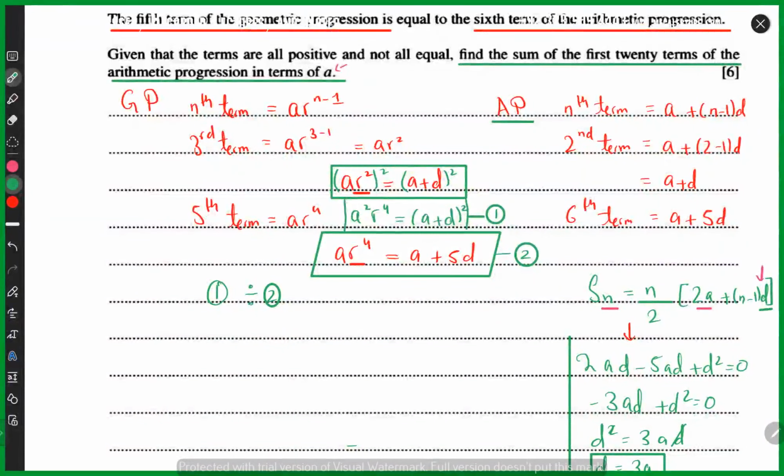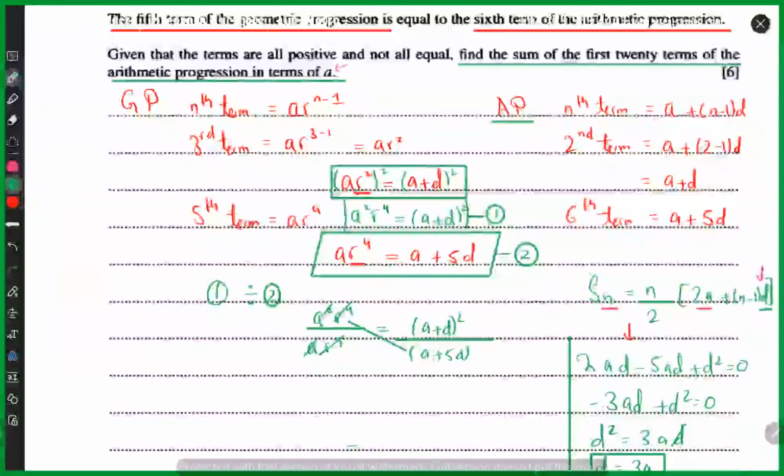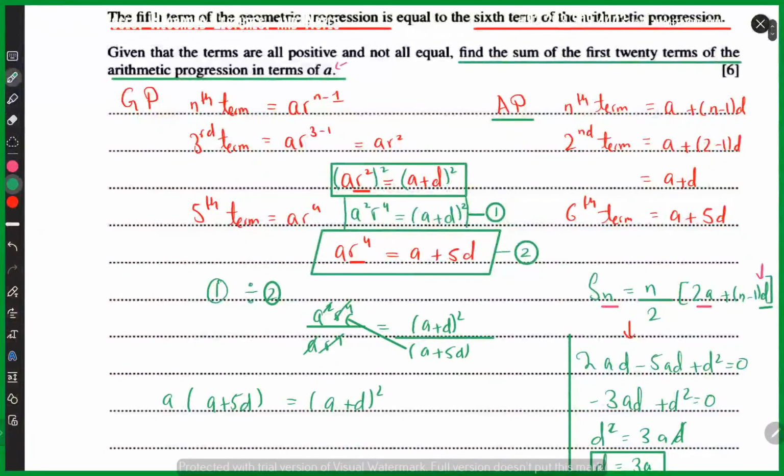So equation 1 divided by 2 is going to give me A squared R power 4 divided by the left side of 2, that is A R power 4. Then it's A plus D squared divided by A plus 5D. Now I'll just cancel this with this. I'll cancel this A with this 2. And I am going to take this on this side. So I am left with A multiplied by A plus 5D equals A plus D whole squared. Okay, and I'm getting exactly the same thing, and it was not complicated at all.